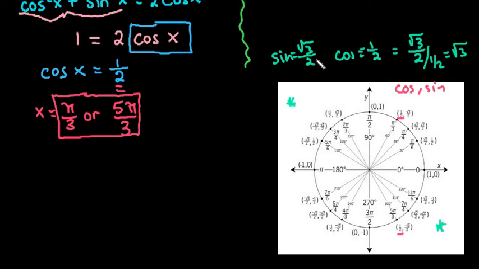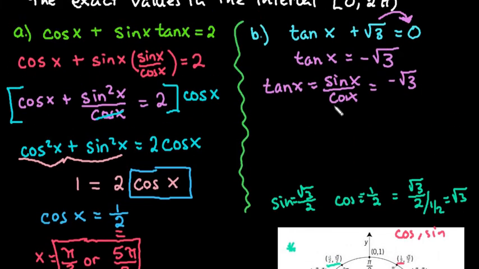So where sine is square root of 3 over 2 and cosine is negative 1/2 occurs at 2 pi over 3. And then it also occurs down here at 5 pi over 3, where it is negative square root 3 over 2 divided by 1/2. So those would be your two answers: 2 pi over 3 and 5 pi over 3.